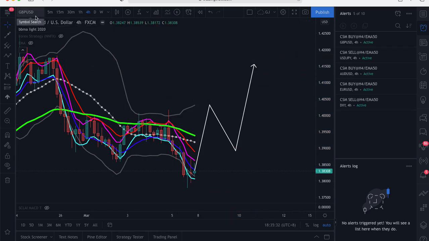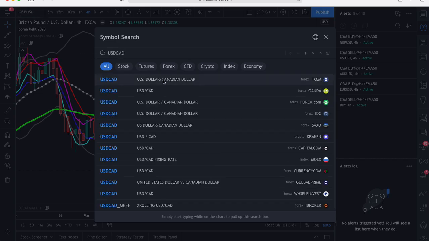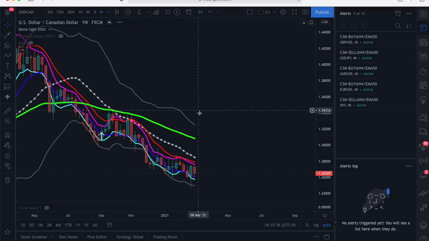next pair, USD/CAD. USD/CAD, we start with weekly. Okay, weekly, what we can see here is a re-entry sell because EMA is above, price is here, and actually it went near the MA 5/10 high and rejected it down. So this is a re-entry sell setup.